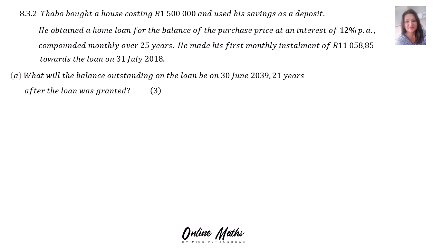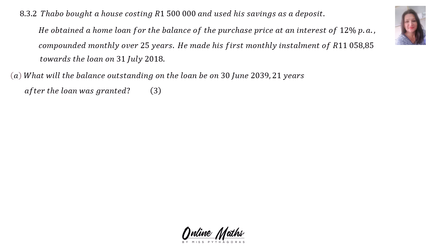Tabu bought a house costing 1.5 million and used his savings as a deposit. He obtained a home loan for the balance of the purchase price at an interest of 12% per annum, compounded monthly over 25 years. He made his first monthly installment of 11,058 Rand towards the loan on 31st of July 2018. What will the balance outstanding on the loan be on 30 June 2039, 21 years after the loan was granted?